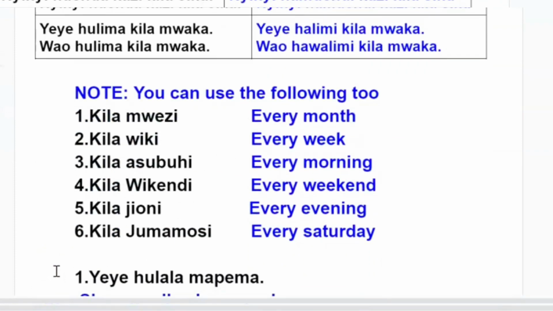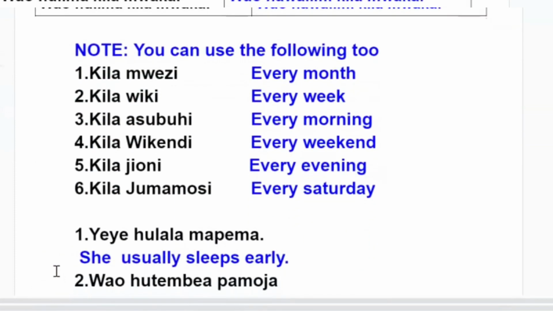So a point to note, you can also use the following. We have kila mwezi, which means every month. Kila wiki, every week. Kila asubuhi, every morning. Kila wikendi, every weekend. Kila jioni, every evening. Kila Jumamosi, every Saturday. So it depends. You might be talking of something that's usually done every week, every month, every morning, every weekend, every evening, every Saturday. It depends.